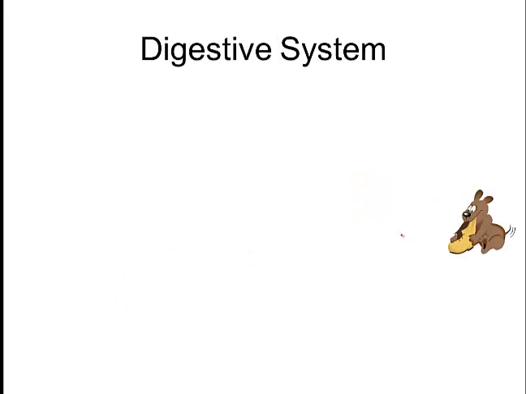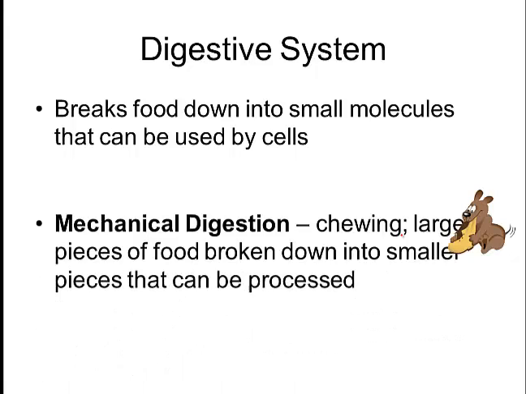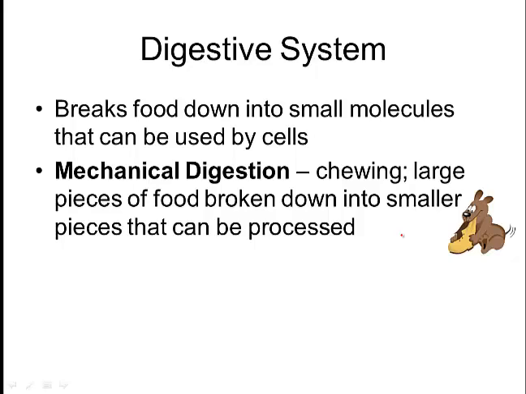Alright, so let's take a look at the digestive system. The digestive system's job, its function, is to break food down into small molecules that can be used by cells. Food has to be processed quite a bit before the cells can get to it. So there's 2 ways that food is going to get processed in the body. The first is mechanical digestion, which basically is chewing. That is the biggest source of mechanical digestion that we have.